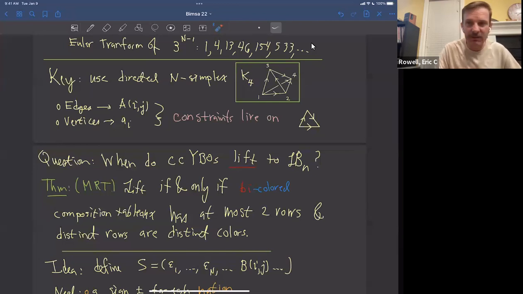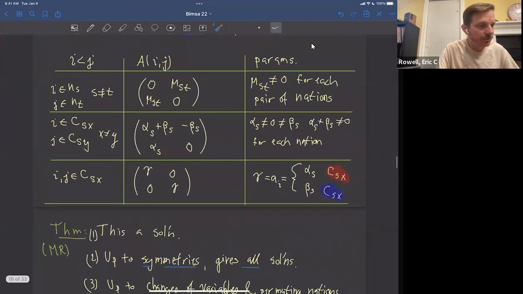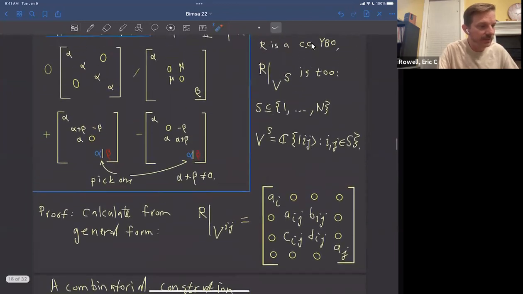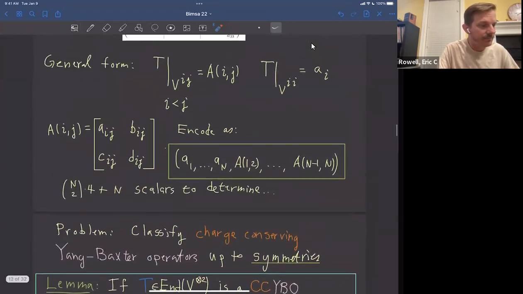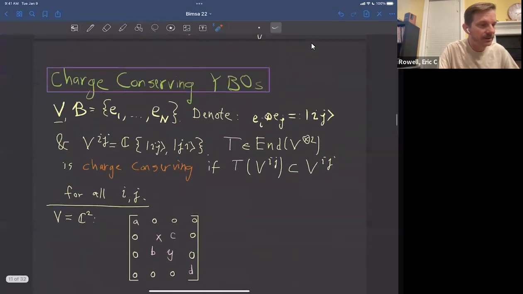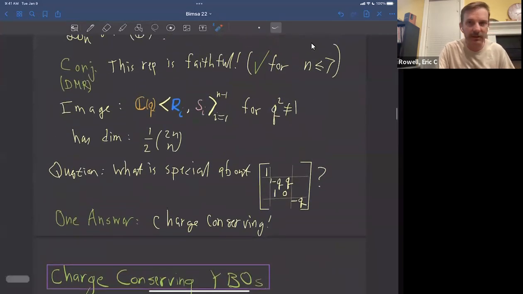I can give you a quick example of one that doesn't lift. If I scroll back here a little bit, if you don't mind. So if you remember this original solution that did lift, if you were to change this minus into a plus, you would still get a solution to the Yang-Baxter equation. It would still be charge conserving, but it would never lift to the loop braid group.